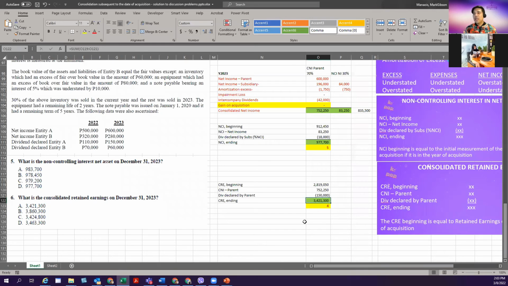Yung suggestion ko palagi, try to write down. Kasi while we're doing this online, nakikita mo, Excel template, nandiyan na lahat. Pero in actual CPA board exam, you don't have this. You don't have the Excel file to aid you in your calculation. So you have to write it down. Kaya nga palagi kong sinasabi, sana yung sulat mo, mababasa mo.